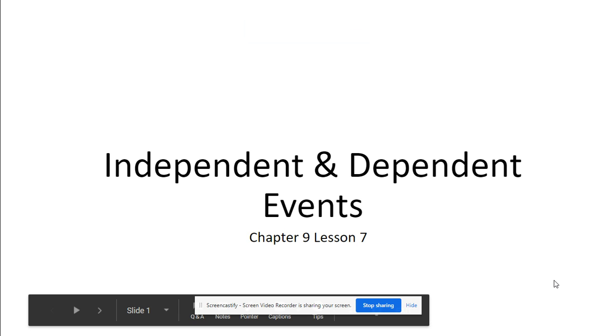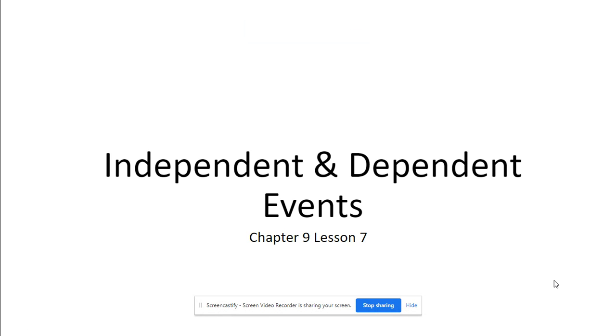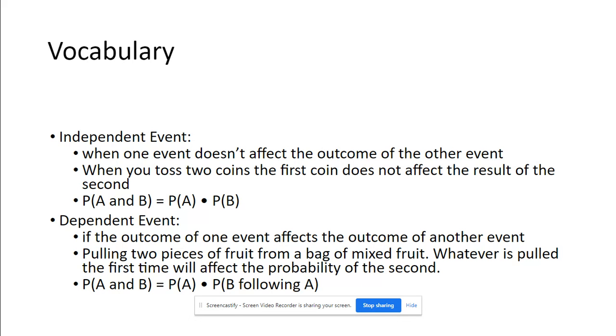All right, we've made it to the end of this chapter, Chapter 9, Lesson 7, which is independent and dependent events. An independent event is one event that is not affected by the outcome of another event. That's kind of a hard definition to really understand, but if we use an example, hopefully it will make more sense.